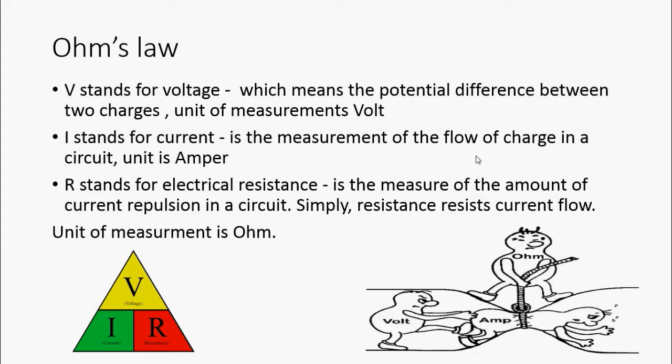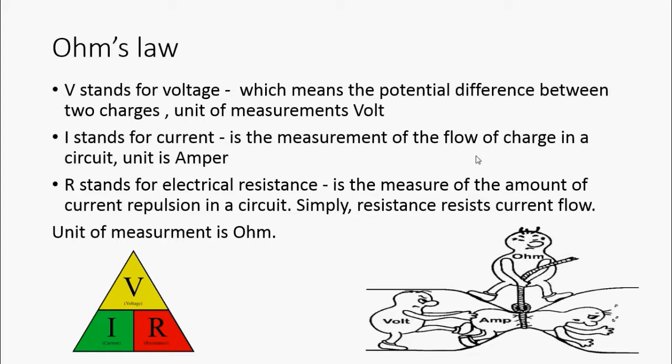The next component of Ohm's law is current, the units of which are amperes. In the formula, current is represented by the very logical choice of the letter I. As mentioned previously, current is the measurement of the flow of charge in a circuit. This leaves us with the letter R, which represents resistance. Electrical resistance, measured in ohms, is the measure of the amount of current repulsion in a circuit. Simply, resistance resists current flow.